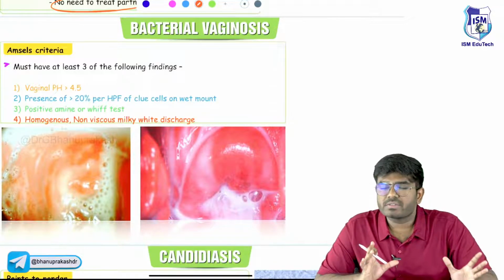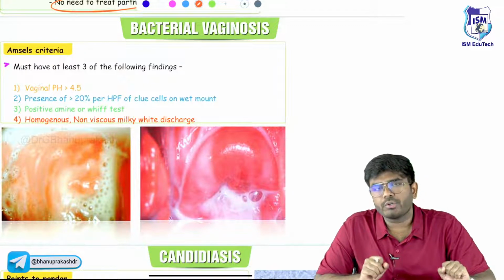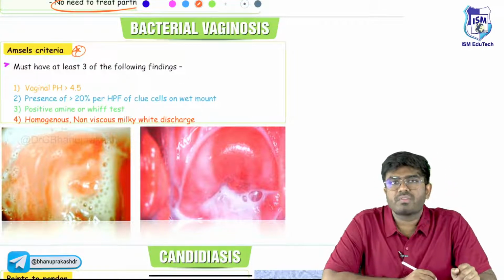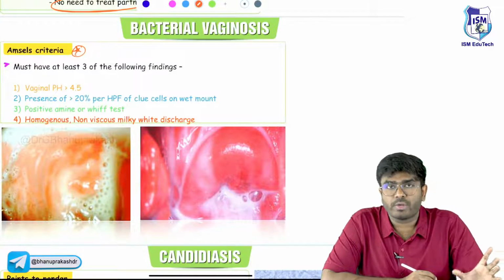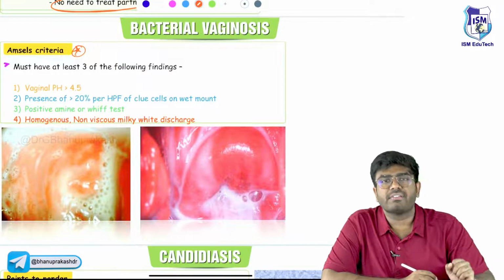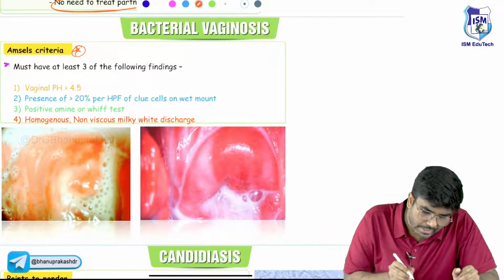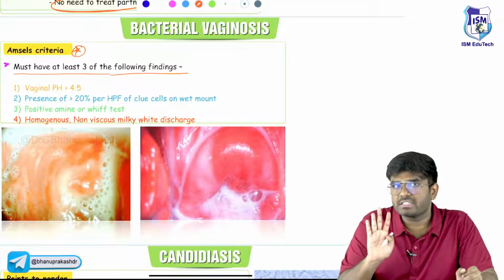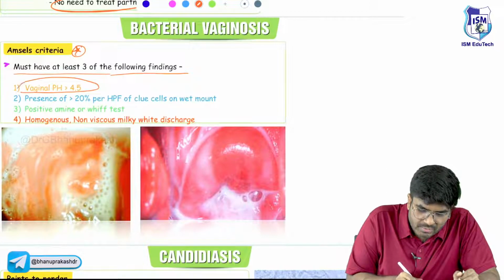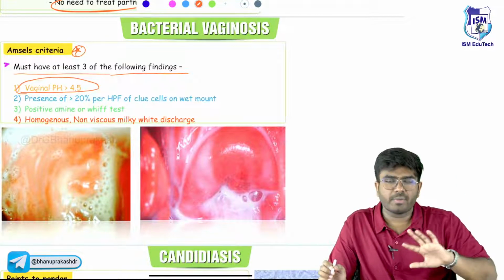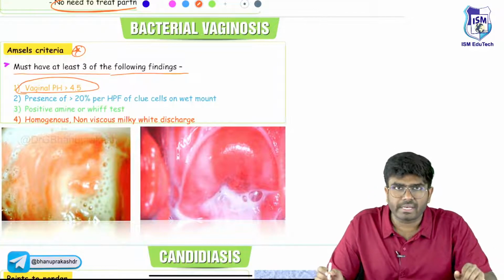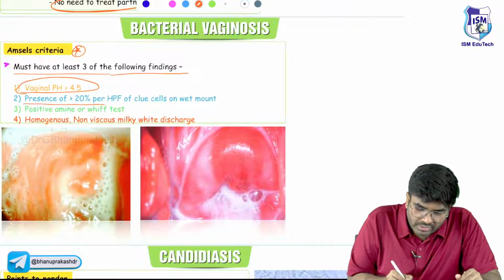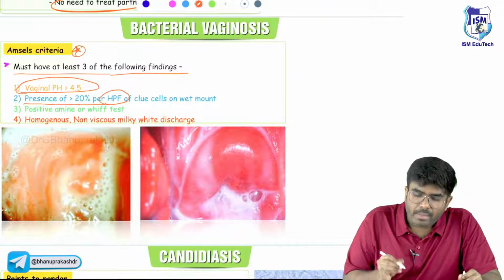Now, some important points which I want you to know. The keywords for bacterial vaginosis: Amsel's criteria is the criteria used for diagnosis, and the scoring system is Nugent scoring. To say this female has bacterial vaginosis, she must have at least 3 of the following. Vaginal pH more than 4.5, because the lactobacilli are replaced with other organisms like Gardnerella and the pH increases.